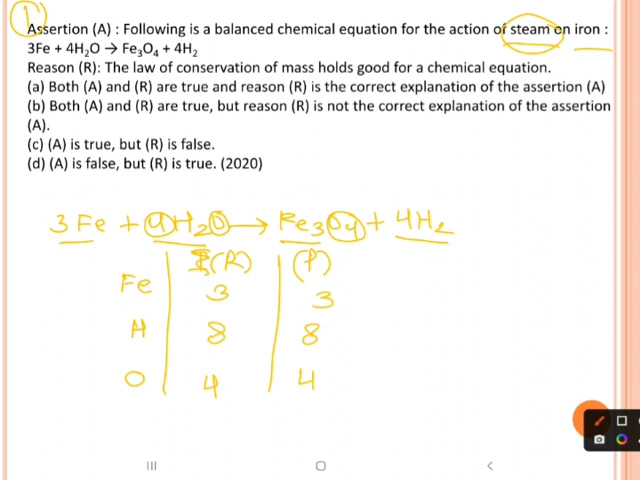It means that this equation is completely balanced, so we can say that this first statement is completely correct. The reason says that the law of conservation of mass holds good for a chemical equation. Now if you remember from our theory lectures, we said that we balance an equation to prove one law, and that is the law of conservation of mass. Because this equation is balanced, it will show the law of conservation of mass. It means that both of them are explaining each other, and because of that we can say that both assertion and reason are true, and reason is the correct explanation of assertion.